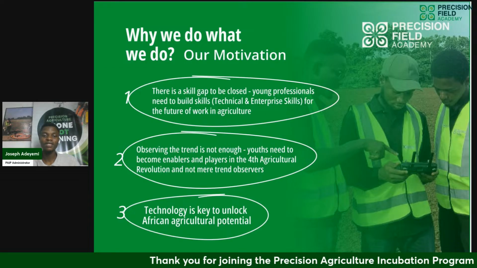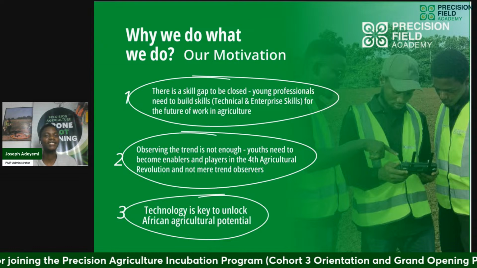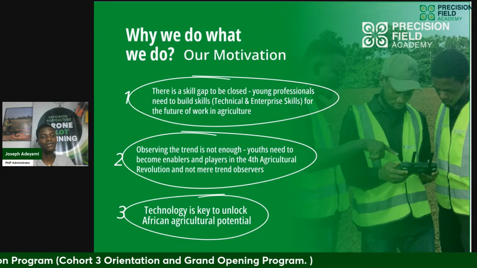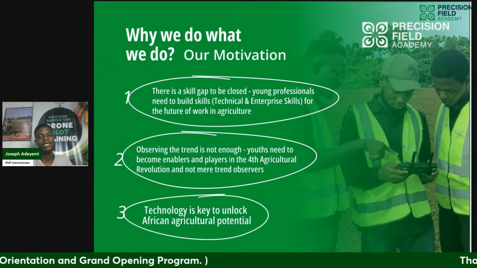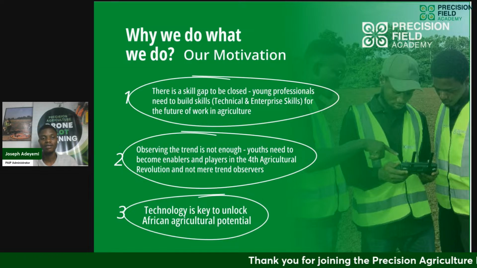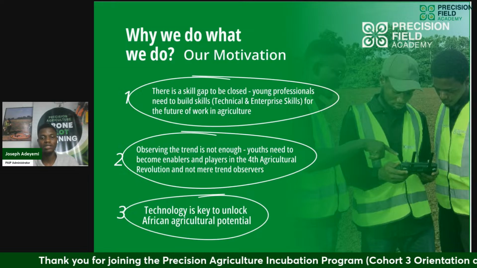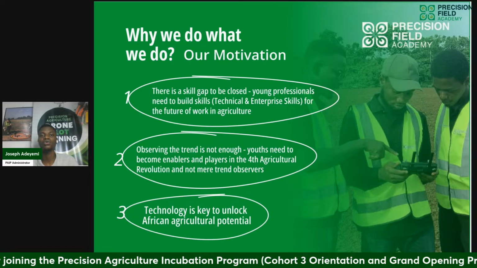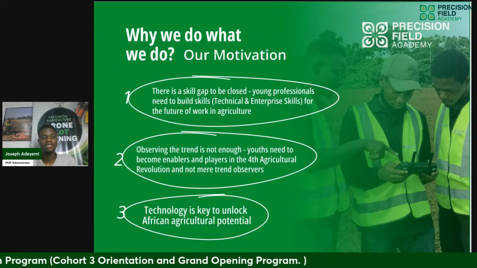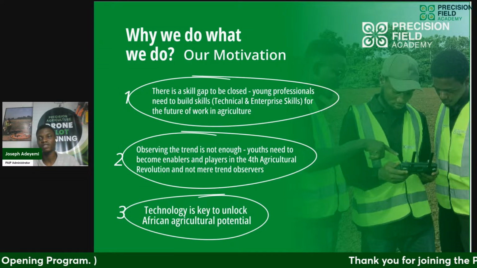Also, observing the trend is not just enough. Not just being aware that artificial intelligence and machine learning are now changing the game. We actually have the vision that youths need to become enablers and players in the fourth industrial agricultural revolution, and not mere observers, by becoming a part. And thirdly, technology is actually the key to unlock the African agriculture potential. With technology, we can do much more. We can save resources, save cost, and also farm efficiently and profitably, by leveraging data.